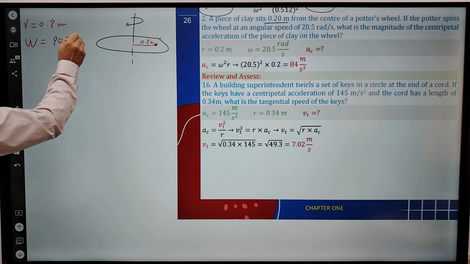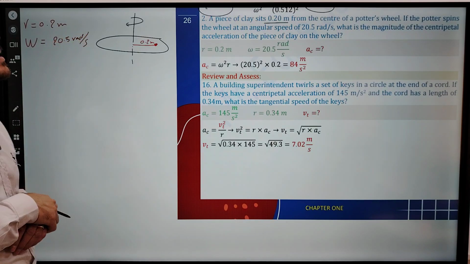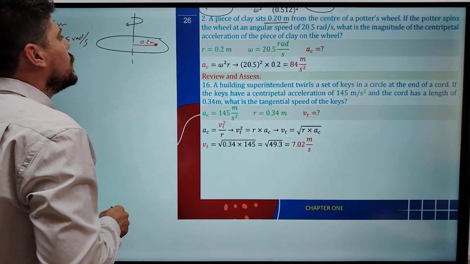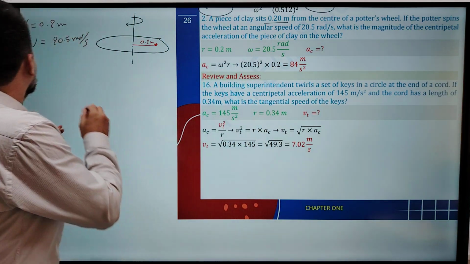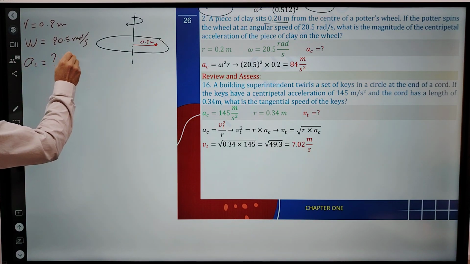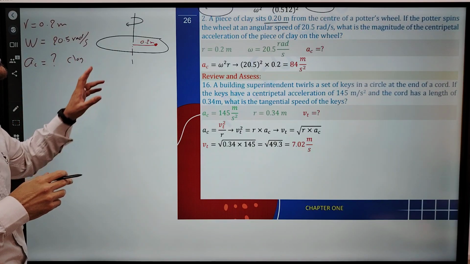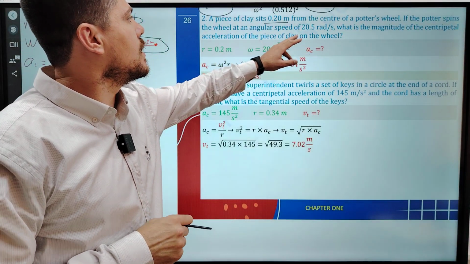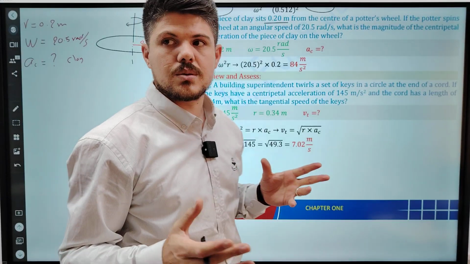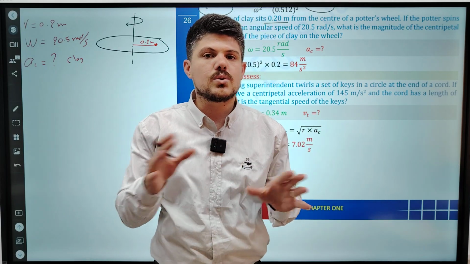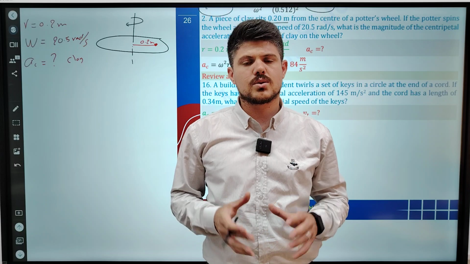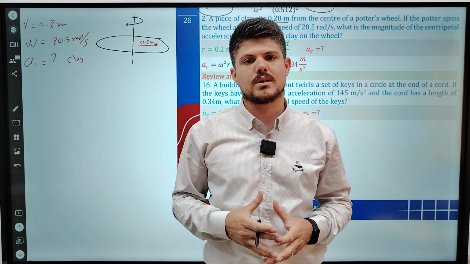20.5 rad per second. What is the magnitude of the centripetal acceleration of the piece of the clay on the wheel? So, what is unknown? AC is unknown. For what? For the piece of clay, not for the wheel, okay? Because the wheel has no centripetal acceleration. Be careful. The wheel has no centripetal acceleration. The rotating object has no circular motion. Sorry, has no centripetal acceleration.